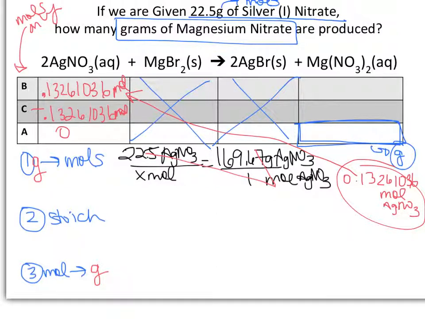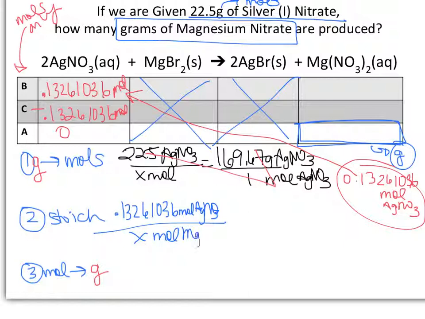So we know that we have 0.13261036 moles of silver nitrate, and we don't know how many moles of magnesium nitrate are going to change. We're going to go ahead on the right side, put the same units, moles of silver nitrate over moles of magnesium nitrate.